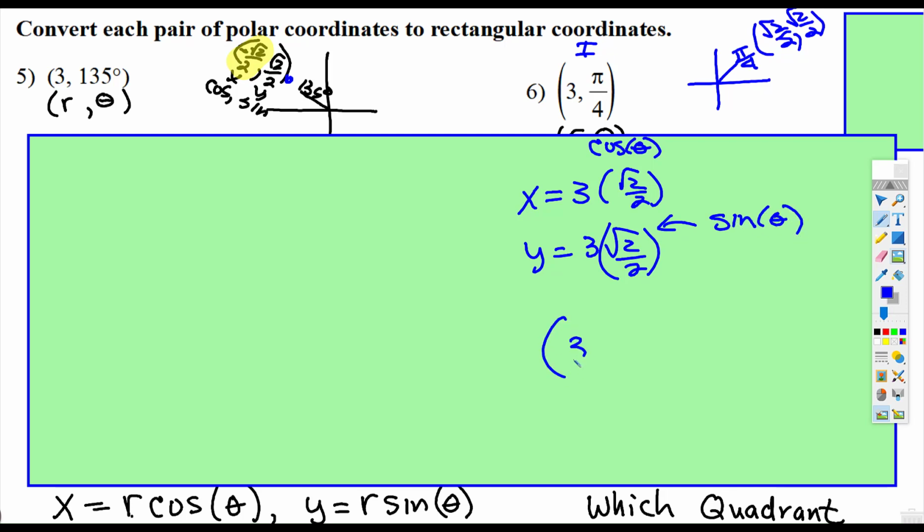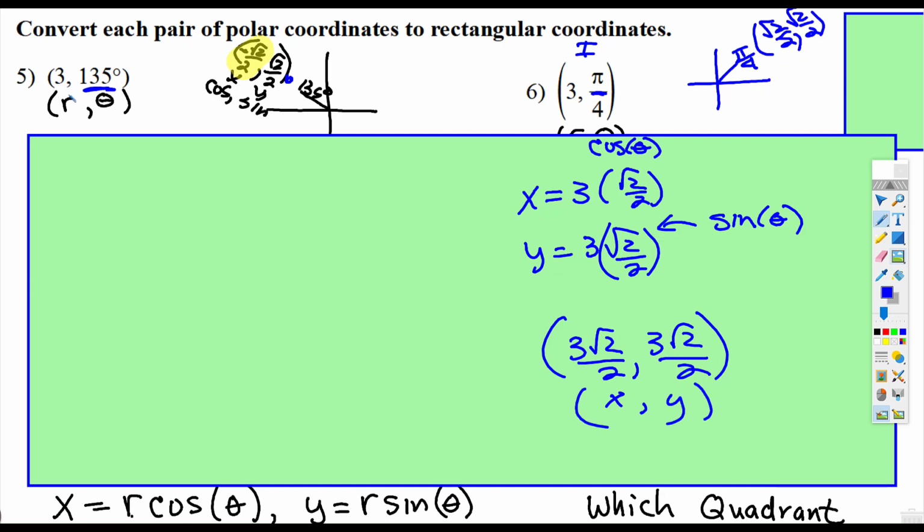And I made these similar on purpose. I just wanted to show you angles that are similar. These are both 45-degree angles. This is in the second quadrant. But that process, regardless of the quadrant, is the same. And this is converting polar coordinates back to rectangular x and y.